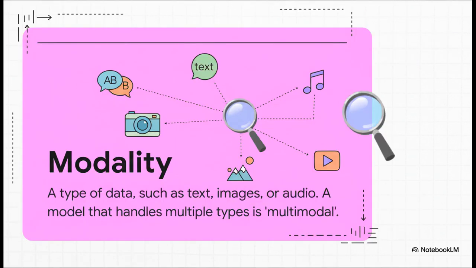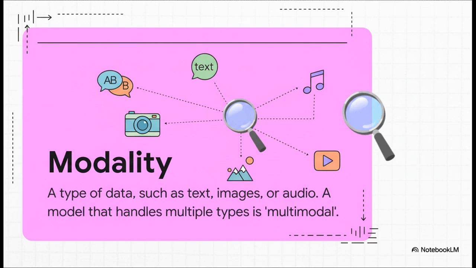Now, before we get any deeper, let's just make sure we're all on the same page with a key term: modality. It sounds fancy, but it's really simple. A modality is just a type of data. Text is one modality. Images are another. Audio, video, those are others. So when you hear us talk about a multimodal model, all we mean is a single AI system that can process and understand information from more than one of these types.